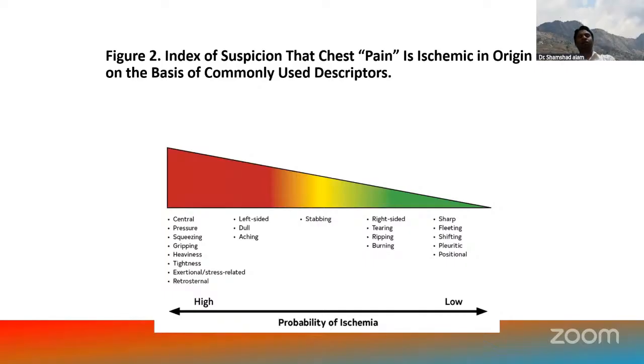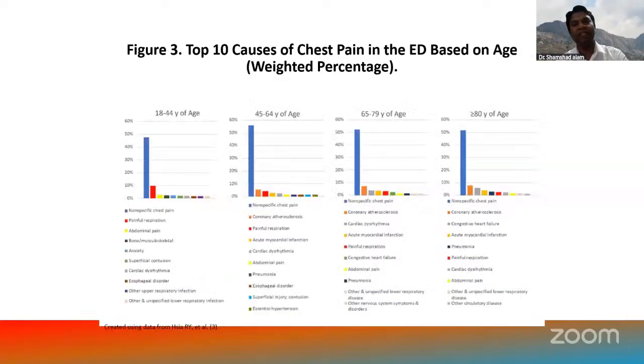So this is the index, how we stratify, how is the probability of ischemia. So if the pain is central, if it is associated with pressure, if it is squeezing in nature, then there is high probability of having a coronary artery disease. But if it is sharp, fleeting, migratory, localized, or positional, then obviously the risk of coronary artery disease is very low in these patients.